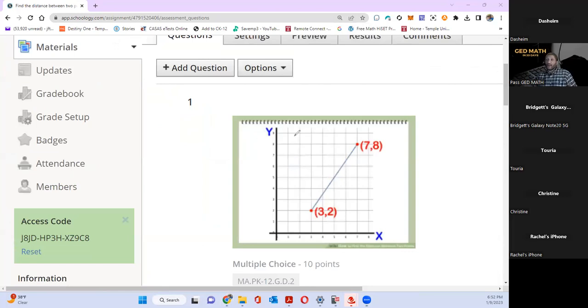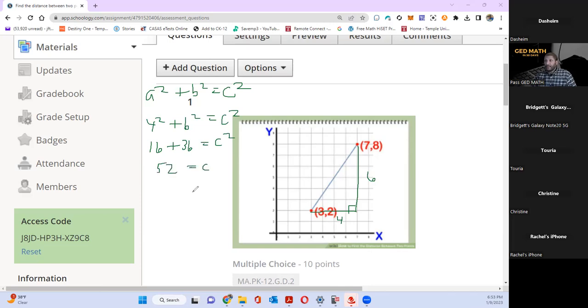I showed you how to do Pythagorean theorem last week, which was a squared plus b squared equals c squared. So what you notice, watch this. 1, 2, 3, 4. So the length of this side is 4. 1, 2, 3, 4, 5, 6. The length of this side is 6. This is where the 90-degree angle was formed. You now have your right triangle. Now this becomes a Pythagorean theorem problem. So 4 squared plus 6 squared equals c squared. 16 plus 36 equals c squared. 52 equals c squared. Take the square root.